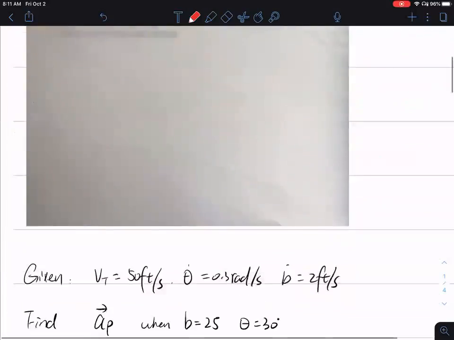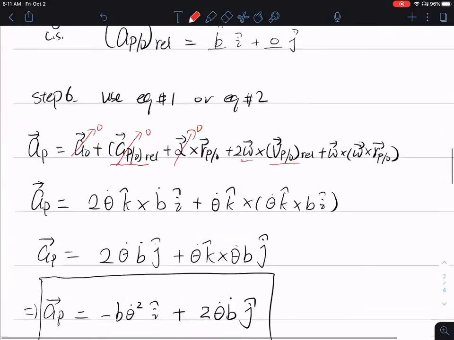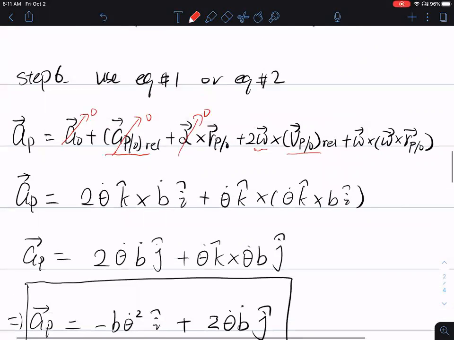So that goes back to the equation in step 6. Whenever you apply equations, let's look at those quantities here. If we have this term r_P/O, you have the choice to write that as big I, big J, or little i, little j. Same thing for v_P/O relative. We already mentioned that. You must write that in the local coordinate system, which is little i, little j.